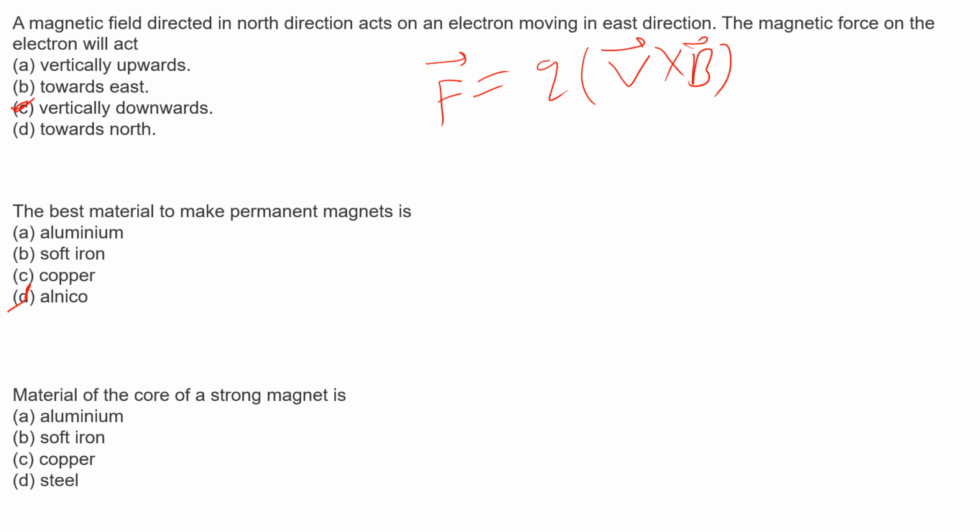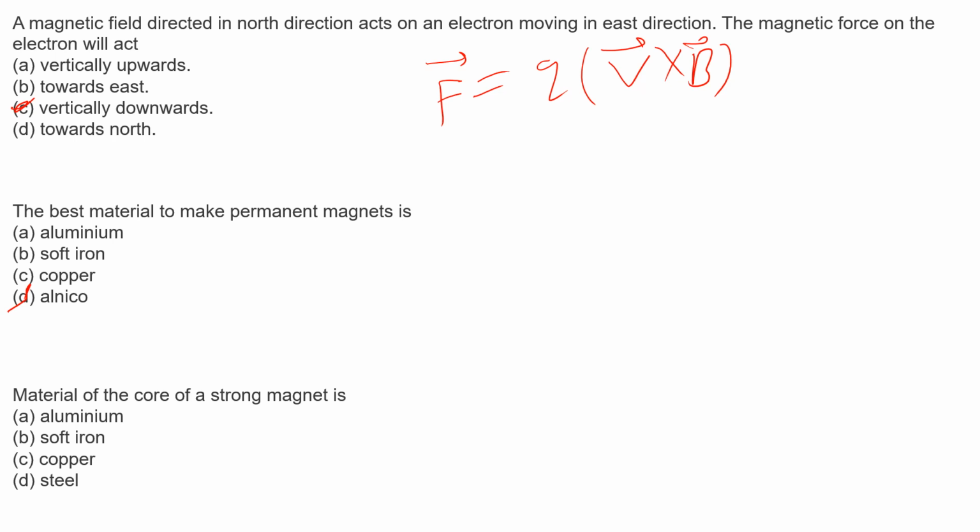So then next question is the material of the core of a strong magnet. First option is aluminum, option B is soft iron, option C is copper, and option D is steel. Here it is written that it is a strong magnet, not a permanent magnet. So to make a strong magnet, we insert a magnetic material that is soft.